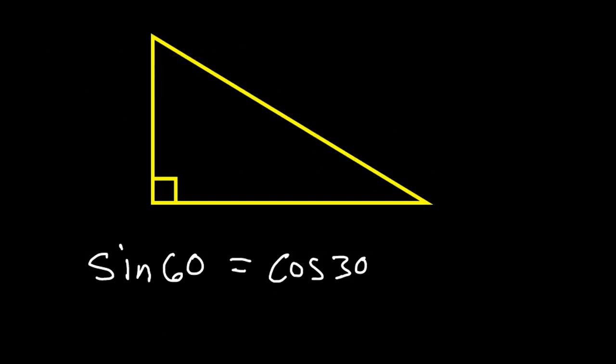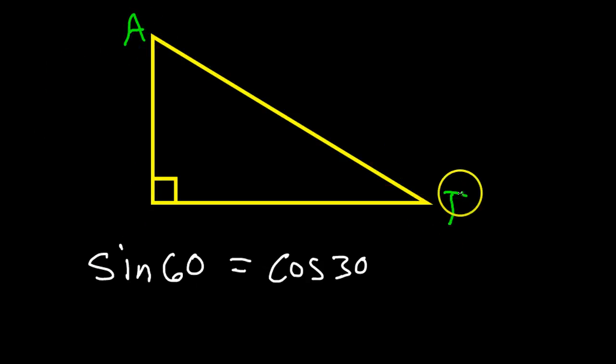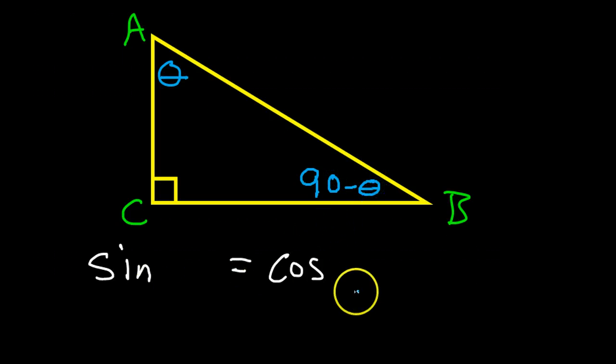So let's say I call this angle A and I call this angle B, and we'll call this angle C. Then that would mean that in this right triangle, the sine of angle A will always equal the cosine of angle B. What if I told you that? And what if I put it to you this way? Remember when I had the theta and the 90 minus theta? Let's go back to that. Say this is theta, and so that would make this 90 minus theta. Then that would mean the sine of theta will always equal the cosine of 90 minus theta.